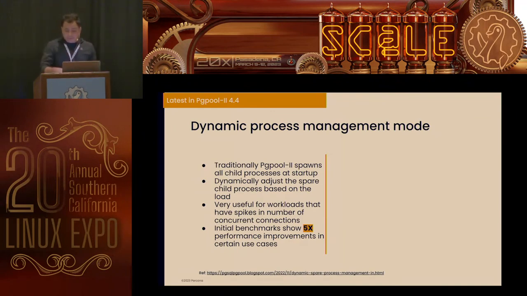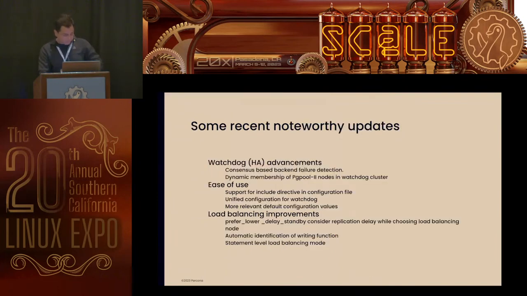And the red one is with the static process management, which was the only possibility before 4.4. With dynamic process management, when you want a huge number of child processes, you get five times more performance by enabling it. So this is again very cool.